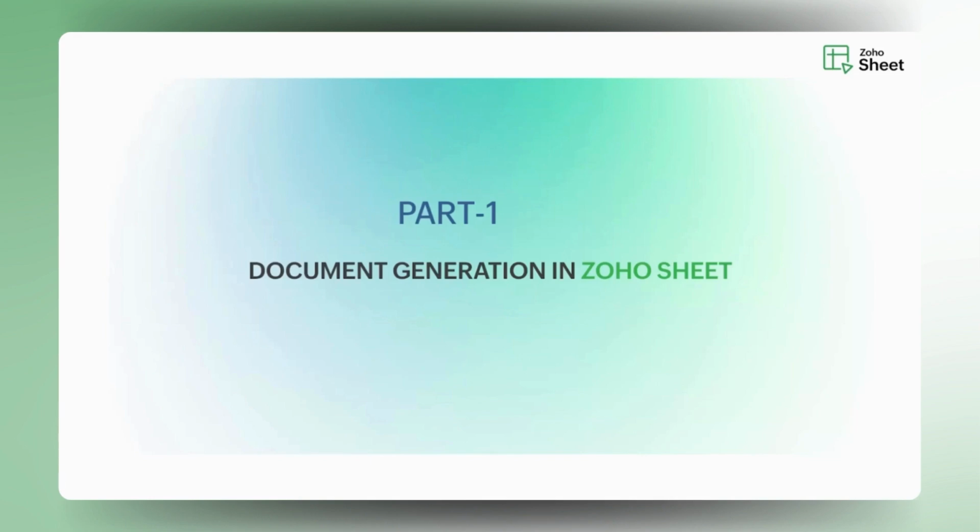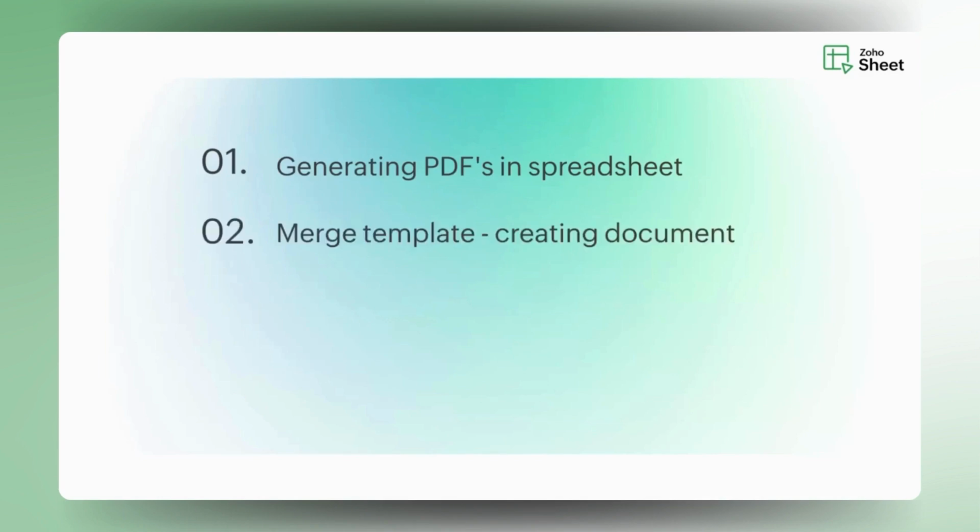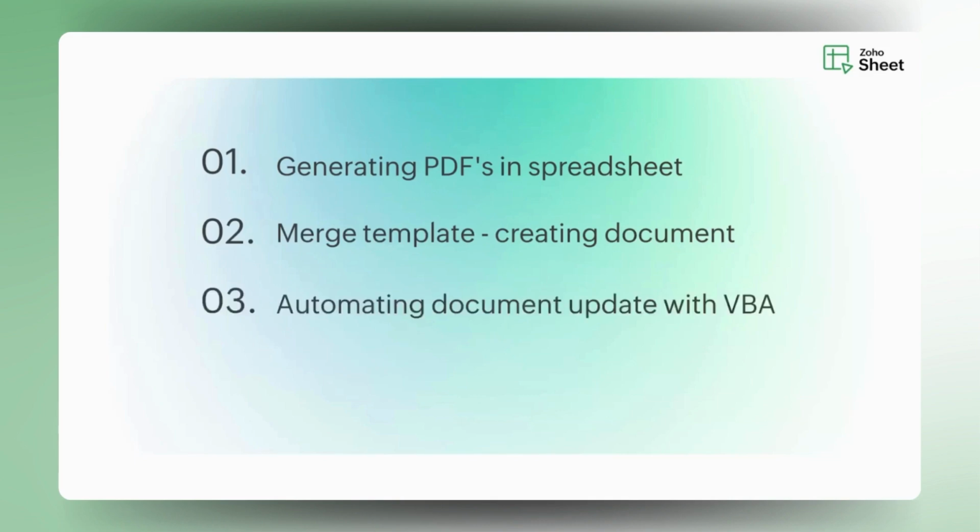That's precise. Now let's take a closer look at the key topics we'll cover under document generation. We'll start with generating PDFs in spreadsheets and sharing them, and how to use merge templates for creating documents, followed by automating document updates with VBA macros, and then utilizing Deluge functions for automation. In the upcoming slides, we'll see how these options work in Zoho Sheet through examples. Over to you, Rohit. Thank you, Balaji.